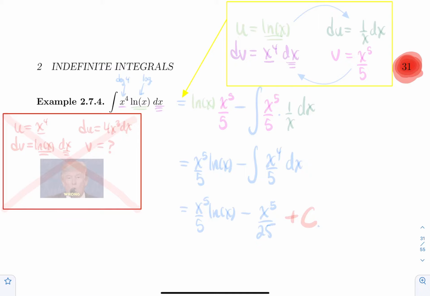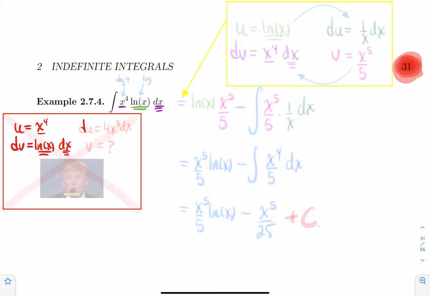So suppose we have three terms. We have x⁴, ln of x and dx. So we want to use the by parts method. So we have to choose what will be going inside u and what will go inside dv, knowing, of course, that dx is always paired with dv. So if we use the same approach that we used before, and we use x⁴ inside u and ln of x now inside dv, what's the problem with this choice?